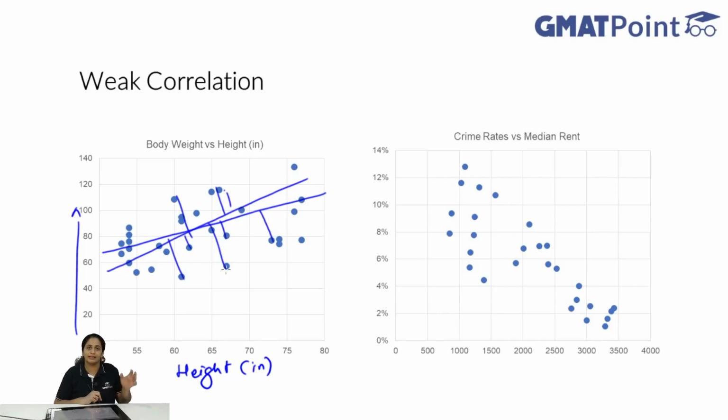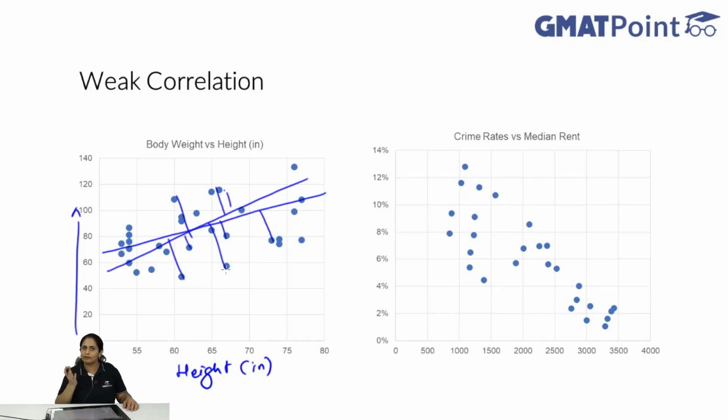So while there is a general trend that as height increases, there is an increase in body weight, this trend is not a very strong trend because there's a lot of variation at every different height value. We see a lot of variation in weight values. So this is a weak correlation between height versus weight because the points are very far away from the trend line. Again, it is difficult firstly to draw a trend line because there is no one clear line which can go through the middle of all the points as such.